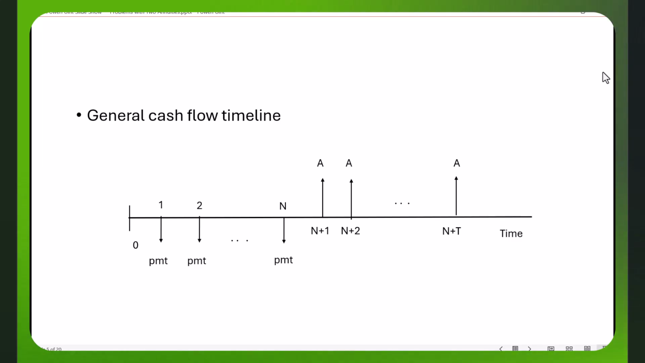So this is what the cash flow diagram looks like. You're going to save PMT for 40 periods or 20 periods, whatever it is: PMT in year 1, year 2, up to year n, and then you're going to withdraw A in year n+1, A in year n+2, all the way out to n+t.